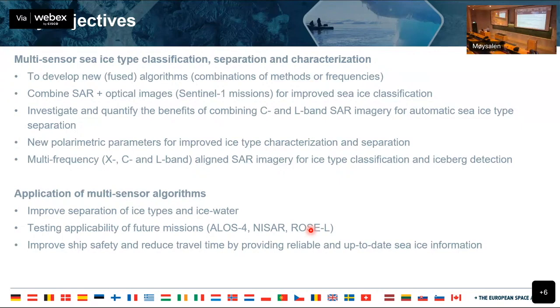When it comes to the algorithms, we want to improve the ice type and ice-water separations. There is also the testing of the applicability of future missions, so ALOS 4, which is going to have a ScanSAR with a 700 kilometer swath width. Then we're getting closer to some of the passive microwave sensors with the area covered. And obviously also NISAR and ROSE-L. The reason for these products, of course, is to improve ship safety and reduce travel time.